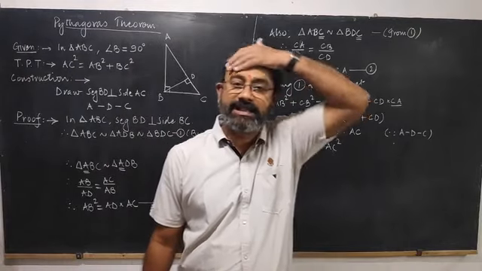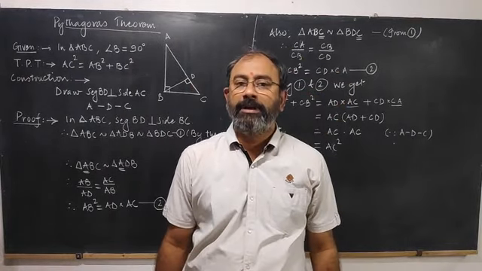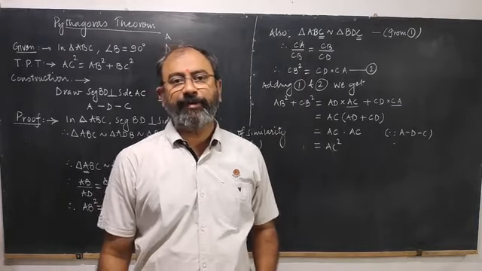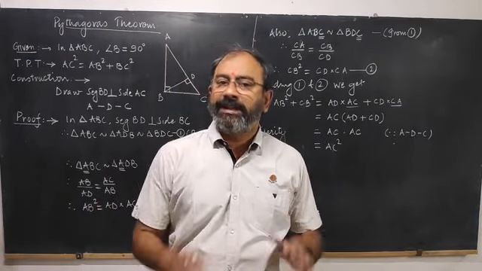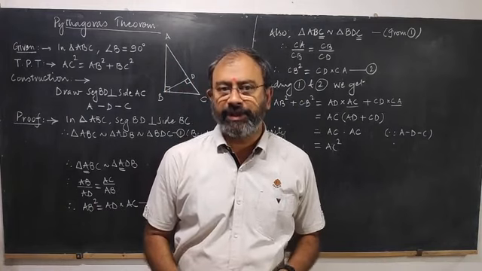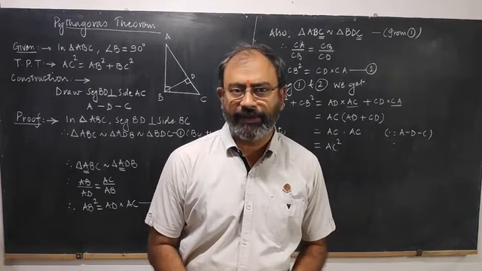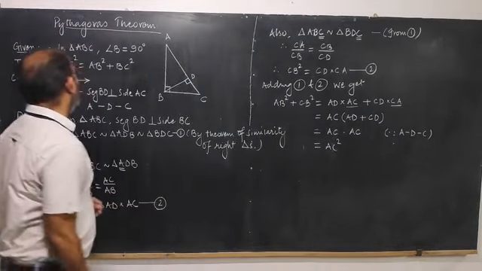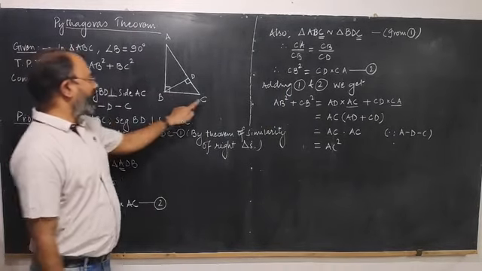Now let us discuss the proof of Pythagoras theorem. Everybody knows the statement of Pythagoras theorem. In a right triangle, the square of the hypotenuse is equal to the sum of the squares of the remaining two sides. Now we are going to prove it. So you are given a right triangle.